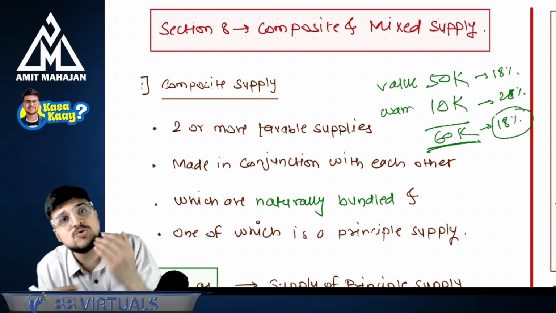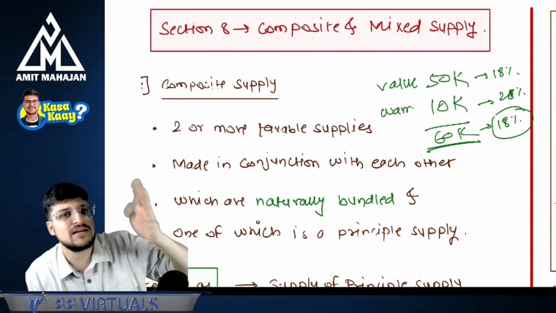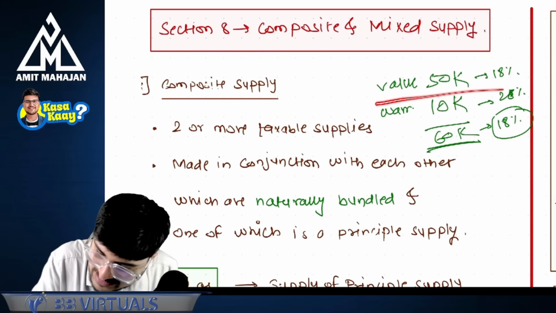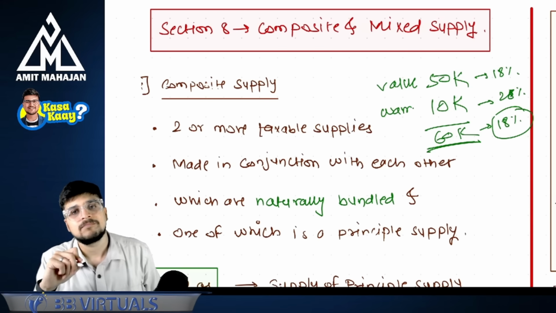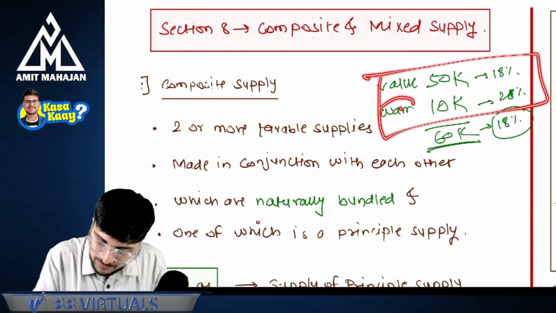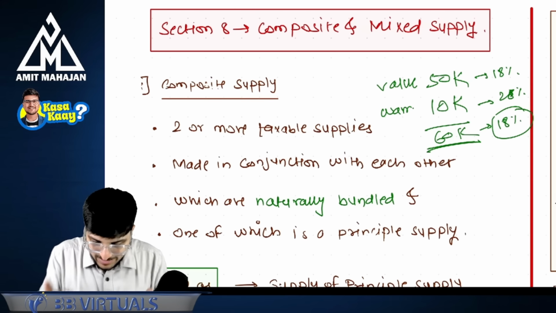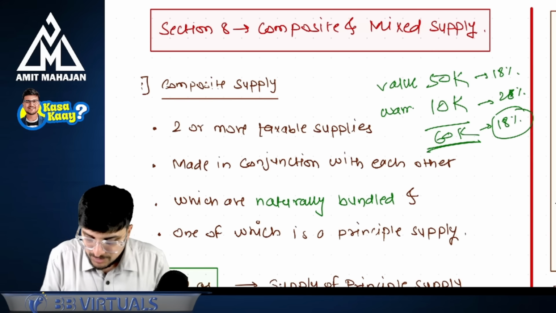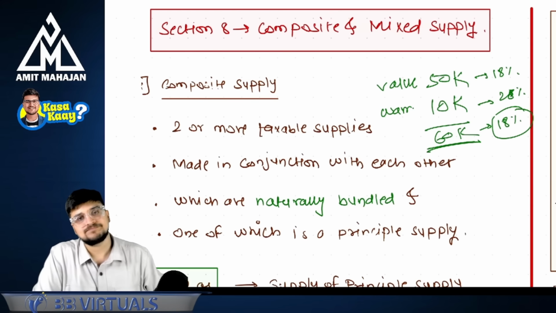Which means I can't just go to Chroma and say, I just want a warranty today. I don't want anything else. I want to buy a warranty. I can't do that. If I can't do that, can I say warranty is ancillary and the main supply is the microwave oven? So can I say these are naturally bundled? Yes, because this supply is dependent upon the original supply. So again, two or more taxable supplies made in conjunction with each other, which are naturally bundled, and one of which is a principal supply.